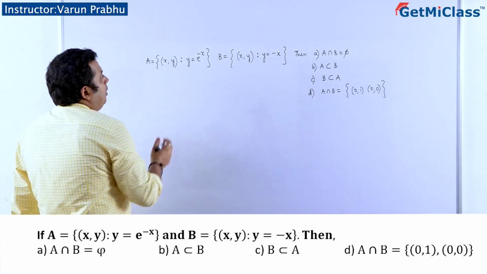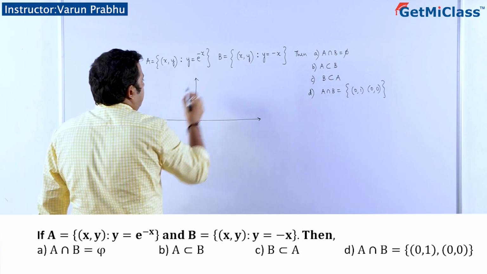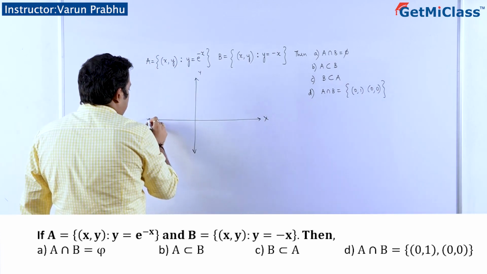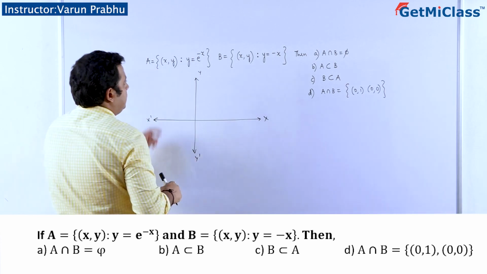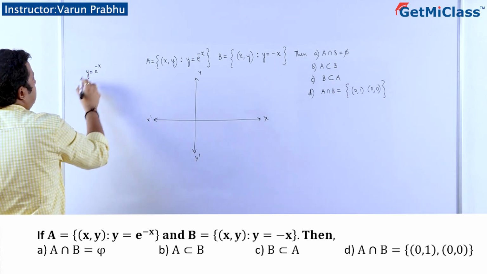If you look at this problem, easily we can draw the graph of this particular function and get the answer to the question. Is it okay? So let's say that this is the x-axis, y-axis, negative x-axis, negative y-axis. You consider the graph of y is equal to e to the power minus x.